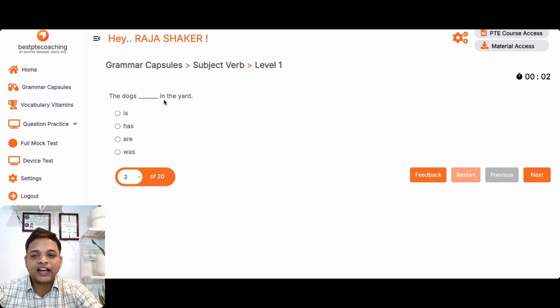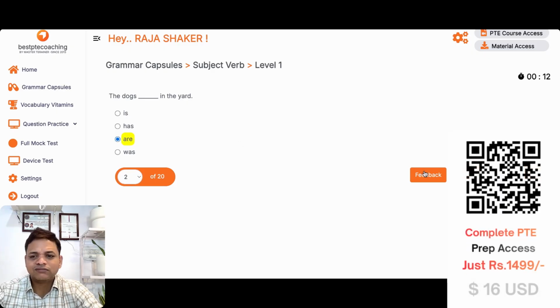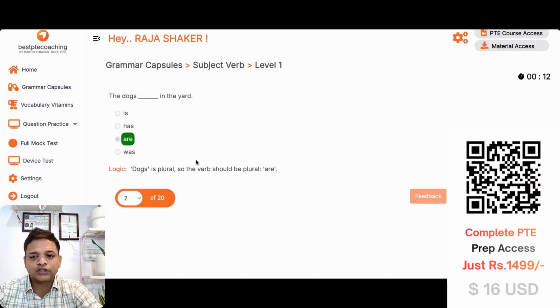The dogs blank in the yard. The dogs is in the yard. Dogs is plural. Has and are versus singular: has is singular, is is singular. So you should choose are. It says dogs is plural, so the verb should be plural, which is are.